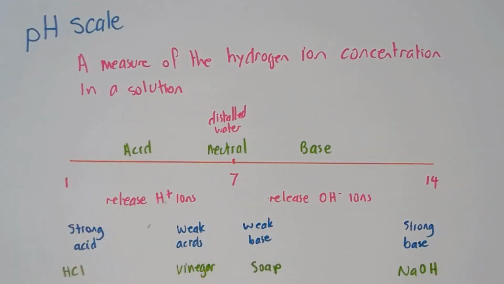So the pH scale is a range. It's a scale that measures how readily an acid releases hydrogen ions into solution, and how readily a base releases hydroxide ions into solution.